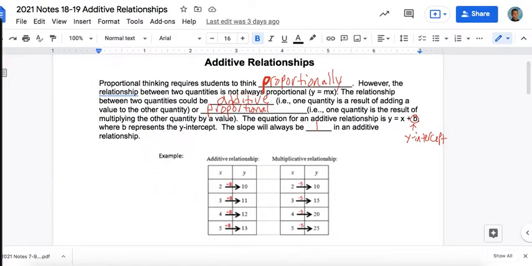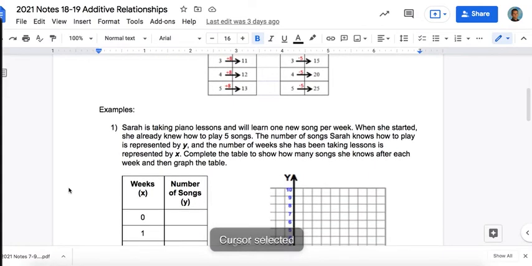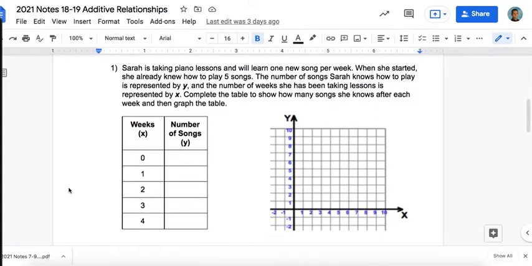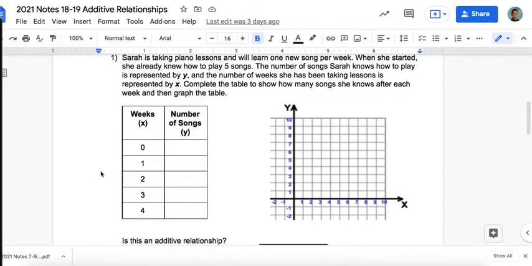Now let's look at a real-world example of an additive relationship. So Sarah is taking piano lessons and will learn one new song per week. When she started, she already knew how to play 5 songs. The number of songs Sarah knows how to play is represented by Y, and the number of weeks she's been taking lessons is represented by X. Complete the table and show how many songs she knows after each week, and then graph the table. Okay? So when she started, she already knew 5 songs. So at 0 weeks, we're going to have 5.